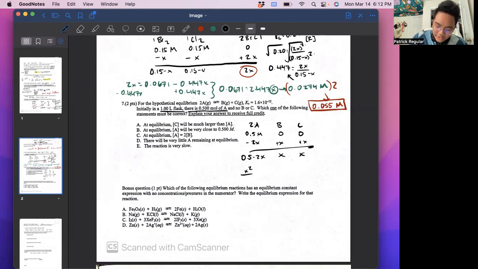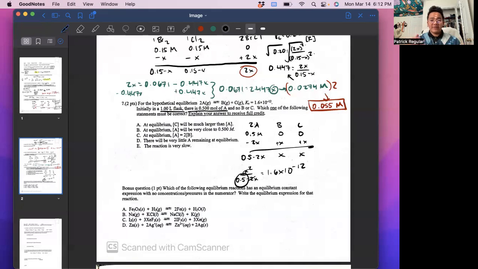And if we were to draw out our expression, 0.5 minus 2x equals, I'm blanking here, 1.6 times 10 to the negative 12, right? This is going to be pretty much negligible. Same thing with this x, because it's just going to be so small. All right. So if it's going to be very small, there's going to be a lot of reactant. So there's going to be a lot of A.